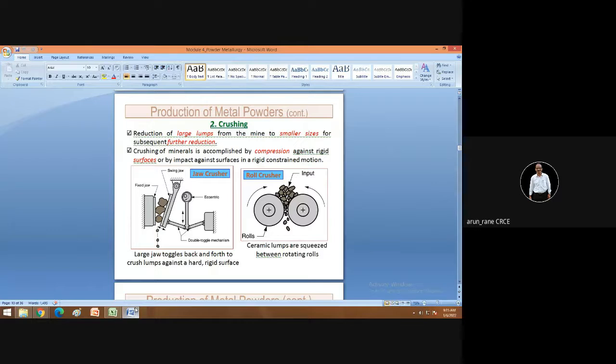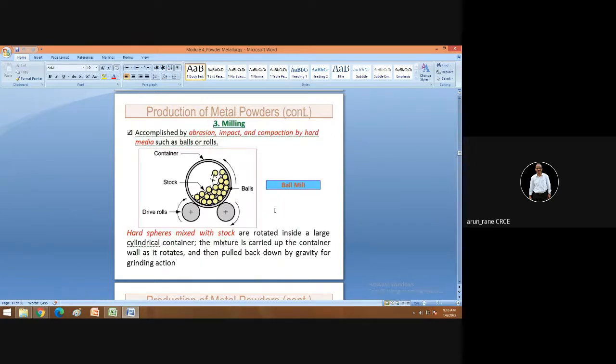To produce the metal powder, because it's not an easy task to crush. Imagine an MS plate, maybe 10 mm thick or 25 mm thick, or imagine you have billets, or round bars of 100, and you have to crush it into powder form. So it's not an easy task. You need big machines like jaw crushers, roll crushers. So that is your crushing method. Then this is milling.